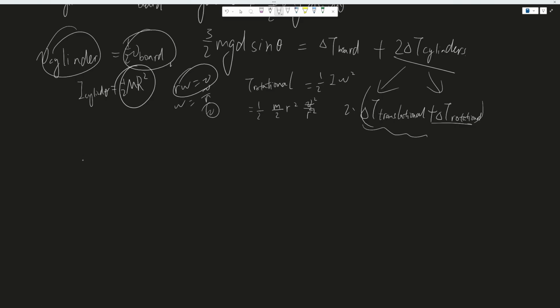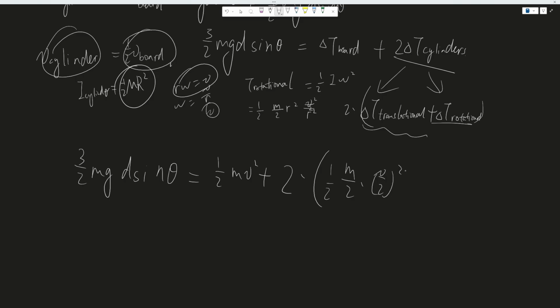Well, we have 3/2 mg d sine theta on the left, just as usual. And on the right side, the kinetic energy of the board should be just simple, half mv squared. And then for the translational term, let's write the 2 times because there are 2 cylinders. So 2 times the translational term, which is half times the mass of 1 cylinder, m/2, times the velocity of the cylinder squared, which is v/2, whole thing squared.